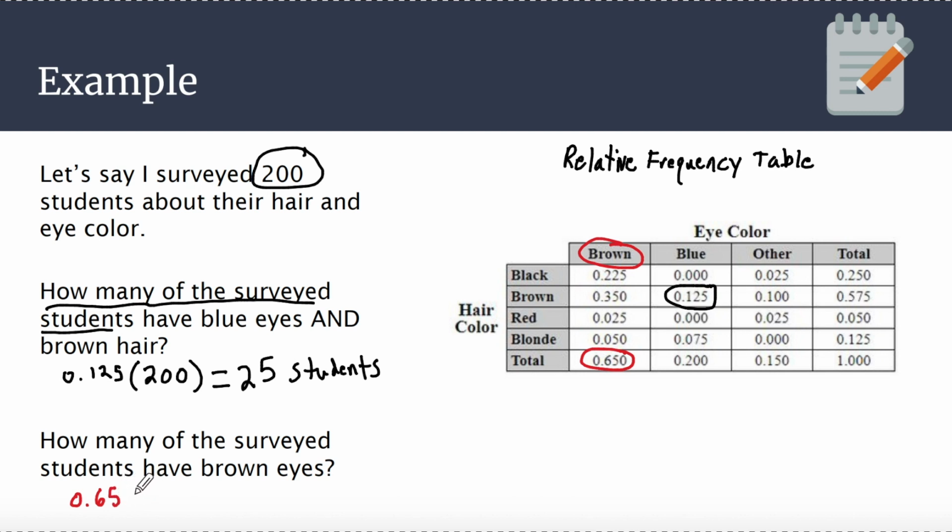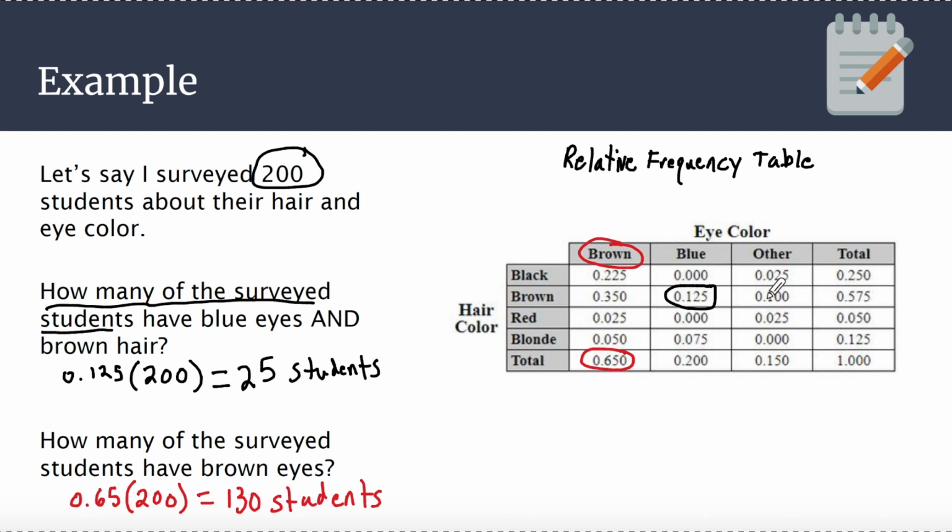Now, if I want the actual number of respondents, I need to multiply that by the total number of respondents overall. So 0.65, or 65% of respondents, had brown eyes. Out of a total of 200 respondents, multiply the decimal times the 200, and we'll find that 130 students of those who responded to the survey have brown eyes.